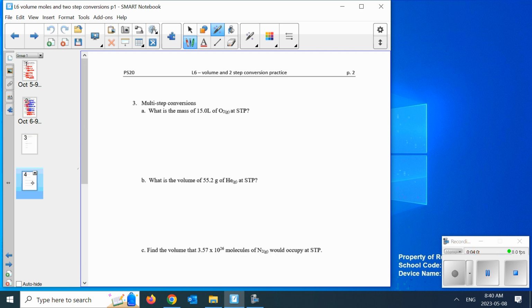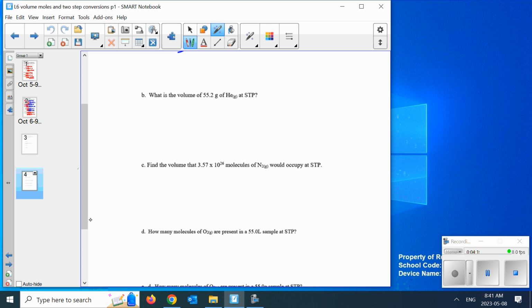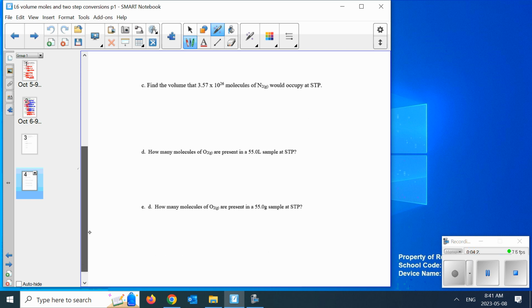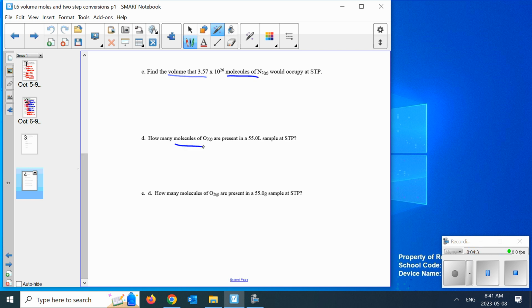The second side is two-step, multi-step conversions. So we're finding mass, it's finding grams, and it's very similar to the examples that we have. What is volumes? That's finding liters at STP. Find the volumes, find the liters if you're given molecules. That's where you use 6.02 times 10 to the 23 things in moles. How many molecules? How many molecules in grams?